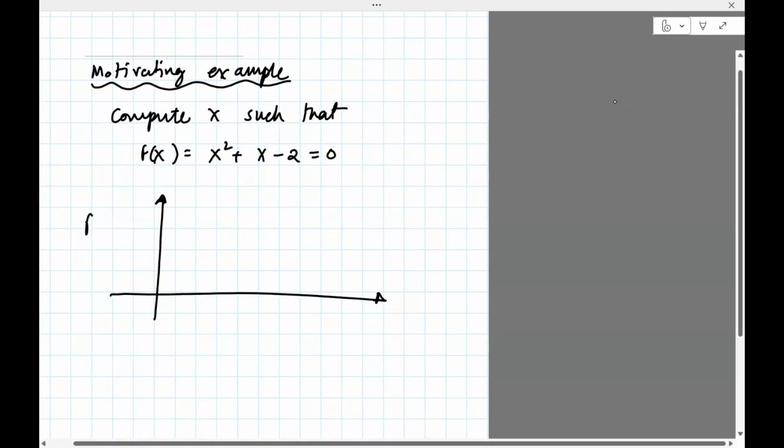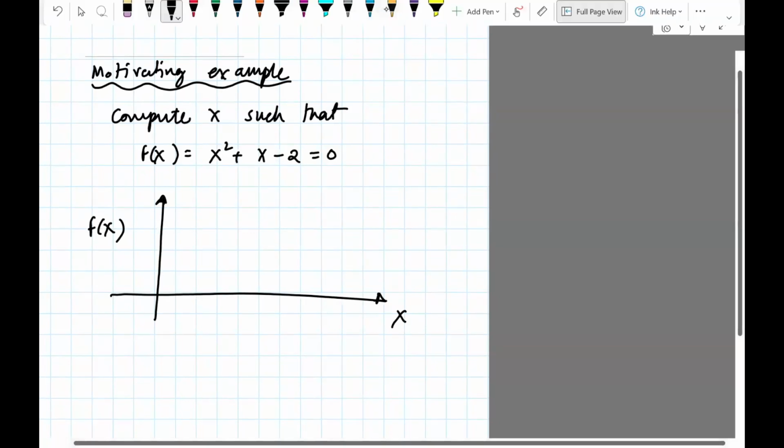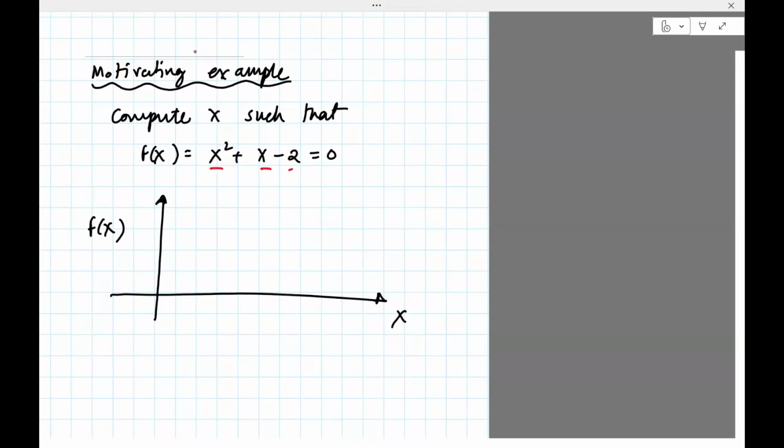of f of x as a function of x. You can do this with a graphing calculator, but you could also do this by hand. If you put x equals 0 in this, you have 0, 0, minus 2. So it is over here. Put x equals 1: 1 plus 1 minus 2. It actually turns out to be a root. So at x equals 1, it is 0.